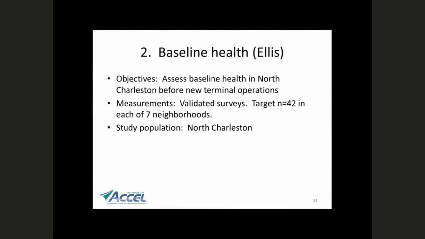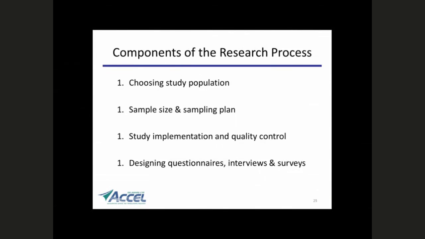There was a second study looking at the baseline health of people in North Charleston before new terminal operations. And so they had a validated survey, they had 42 people in each of 7 neighborhoods, and they knew their study population. So this is the basics on how we get started with exploration.